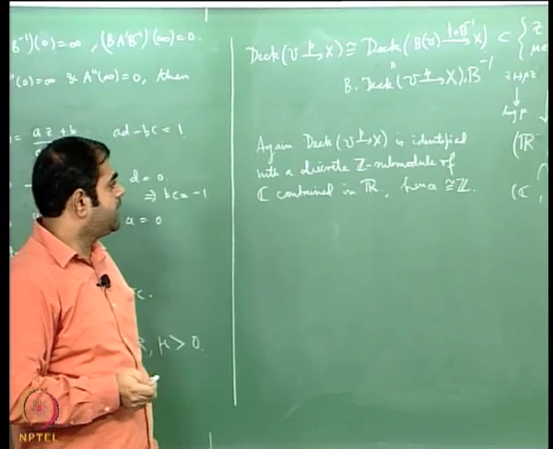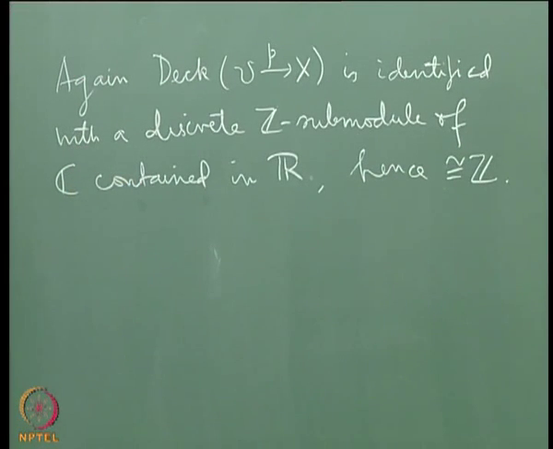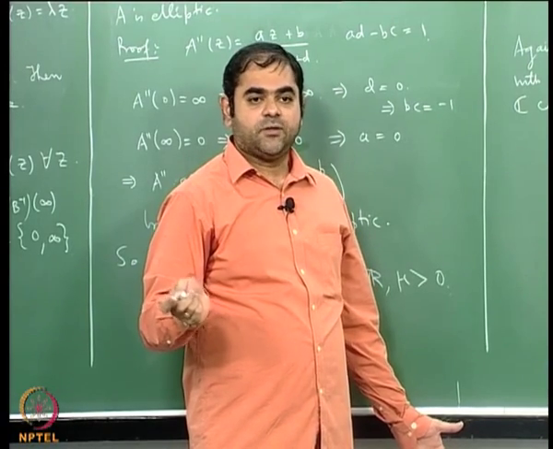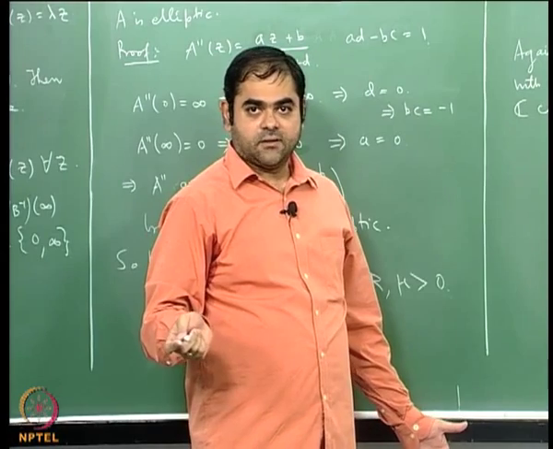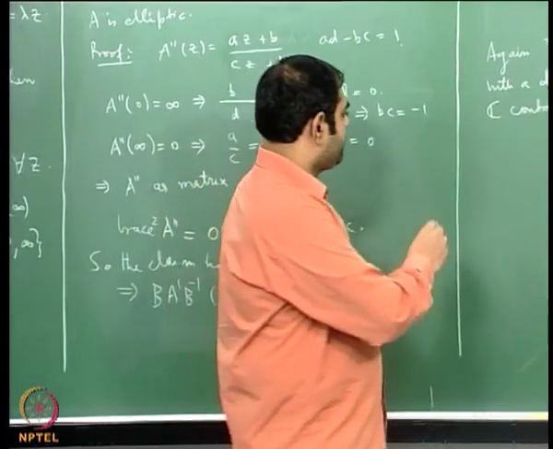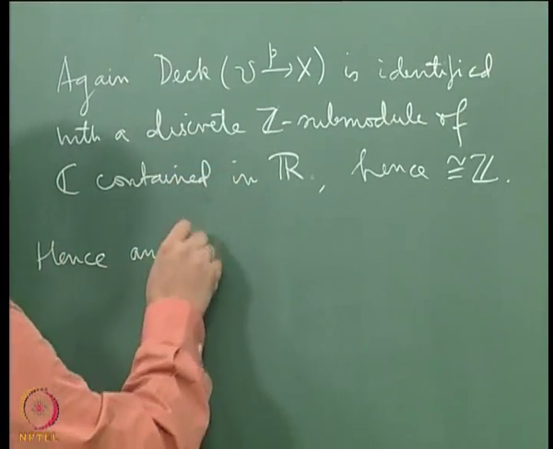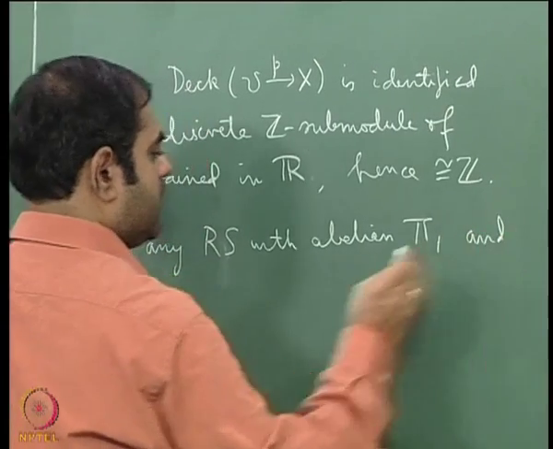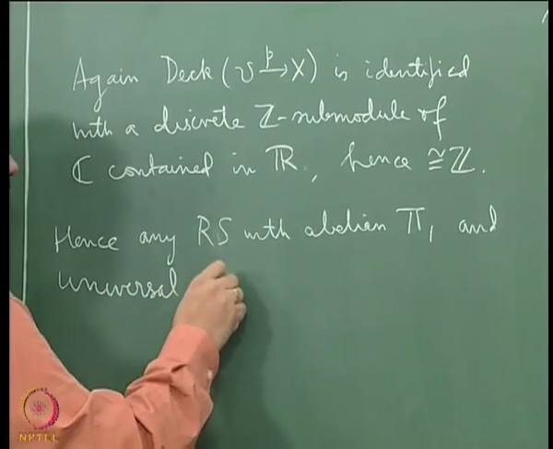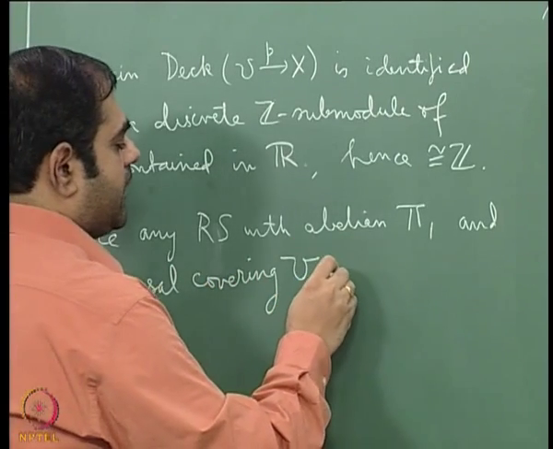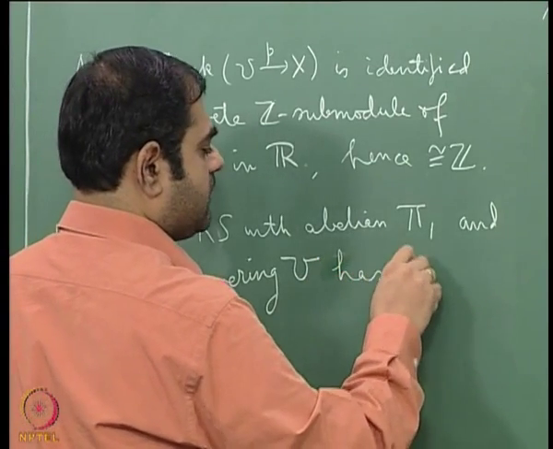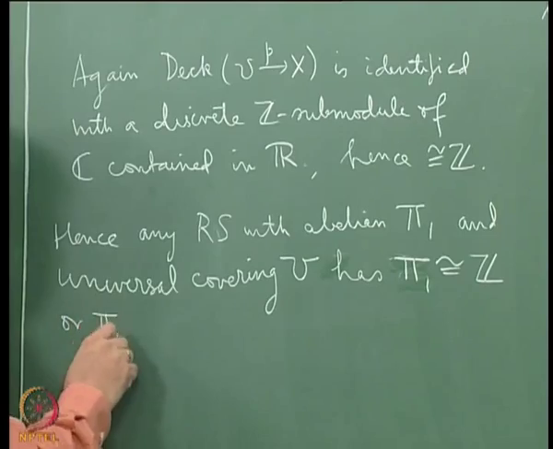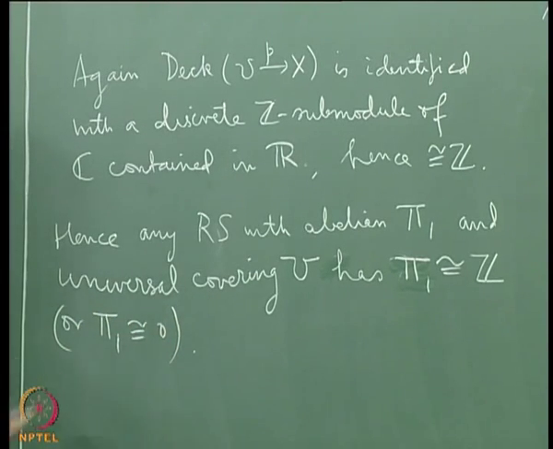So the moral of the story is, if you have a Riemann surface X with abelian fundamental group, that is very important, and universal cover the upper half plane, then its fundamental group is just isomorphic to Z, you do not have any choice. So that is the upshot of the whole argument. Hence any Riemann surface with abelian pi 1 and universal covering U has pi 1 isomorphic to Z or pi 1 equal to 0.